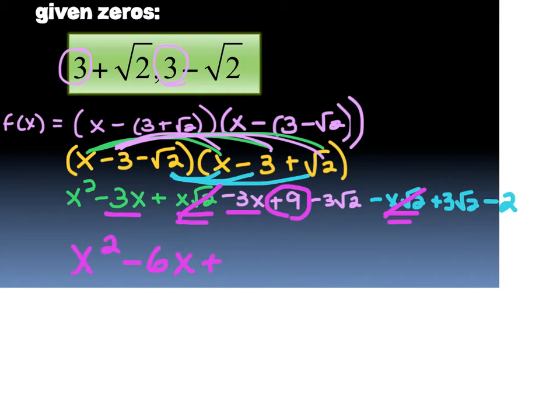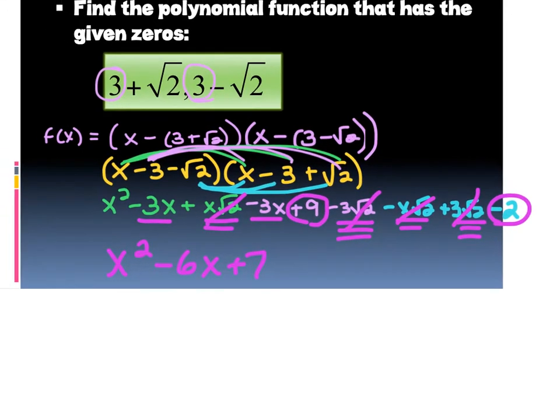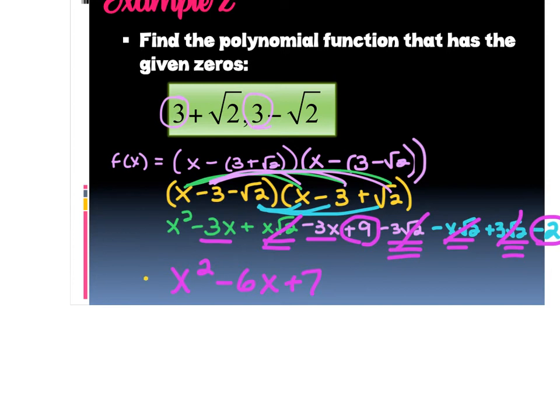There's one constant, which is 9. Oh, sorry, just kidding. There's a 9 minus a 2 plus 7. And then there's a negative 3 times root 2 and a positive 3 times root 2. So those cancel out as well. So this equals f of x, and that's my answer.